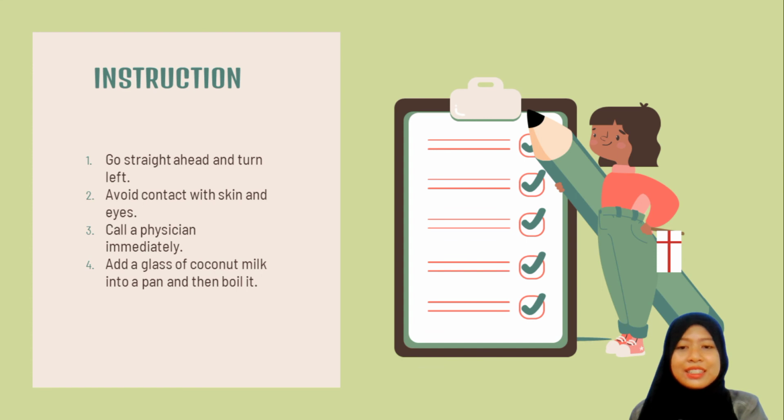And last but not least is instruction. Nah, instruction adalah instruksi. You might have seen instructions in a lot of products such as food. Nah, mungkin kalian mau masak mie atau masak makanan, di belakang bungkusnya itu biasanya ada instruksi cara memasaknya. Nah, contoh lainnya, go straight ahead and turn left. Avoid contact with skin and eyes. Hindari kontak dengan kulit dan mata. Call a physician immediately. Get a glass of coconut milk into a pan and then boil it. Those are the examples of instruction.